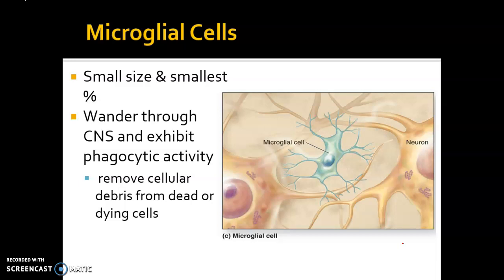We can compare macrophages to garbage men. Microglial cells have the same function, but they are restricted to the central nervous system only. So you can think of them as the garbage men of the central nervous system, meaning they are found only in the brain and spinal cord, and they clean up any mess that they find within the central nervous system. They wander around, and if they find some mess, they perform phagocytosis to remove that cellular debris or part of the dead or dying cells.